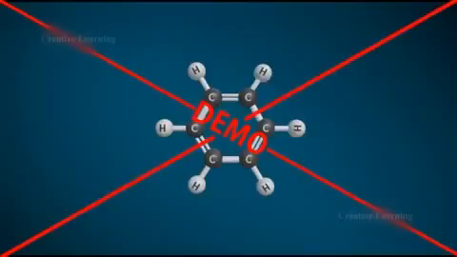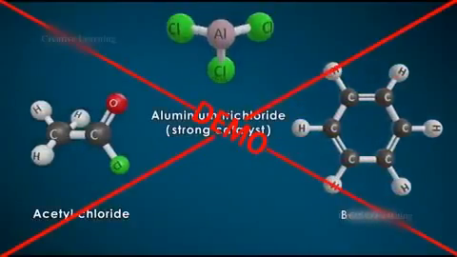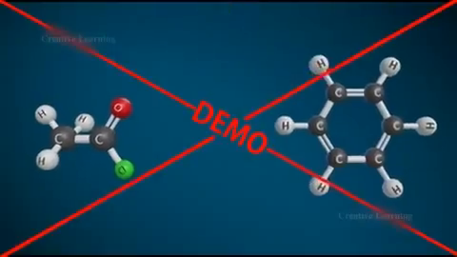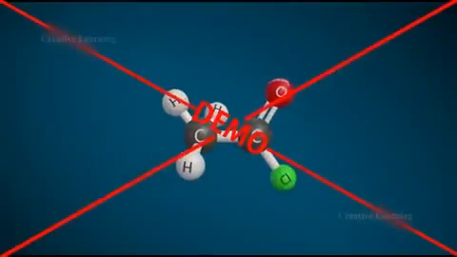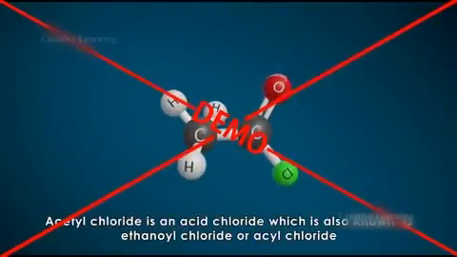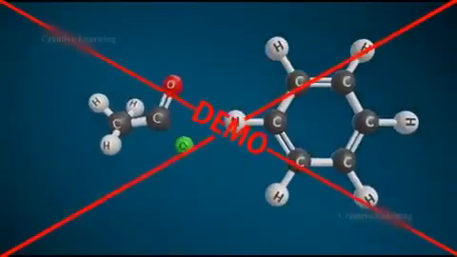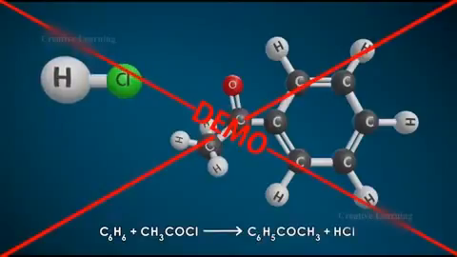The Friedel-Crafts acylation of benzene is the acylation of benzene with an acetyl chloride using a strong catalyst, which will be a Lewis acid. Let's look more carefully at the acylation of benzene with acetyl chloride. Acetyl chloride is an acid chloride which is also known as ethanoyl chloride or acyl chloride. The end product of the acylation of benzene with this acetyl chloride will be acetophenone and hydrogen chloride.